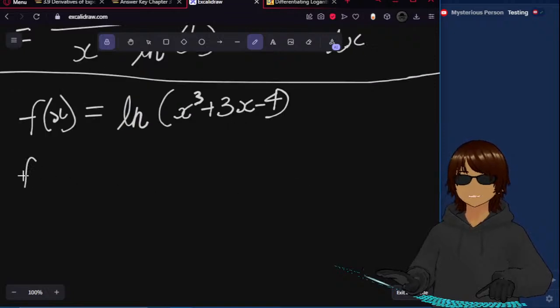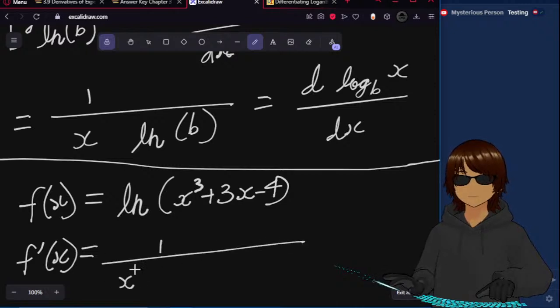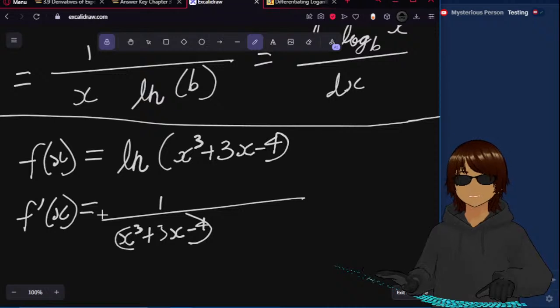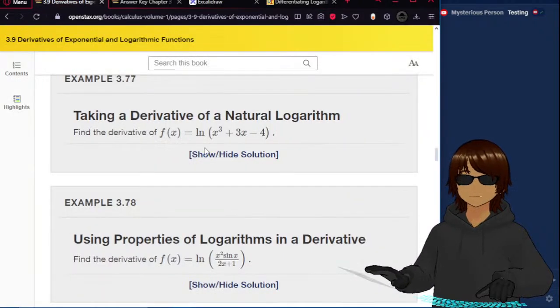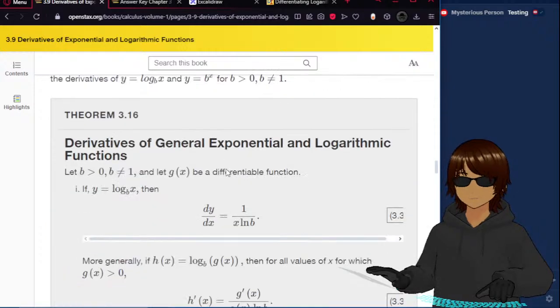So the derivative is derivative of the outside, which is 1 over... then ln of e is just 1, then derivative of the inside plus 3. Right.